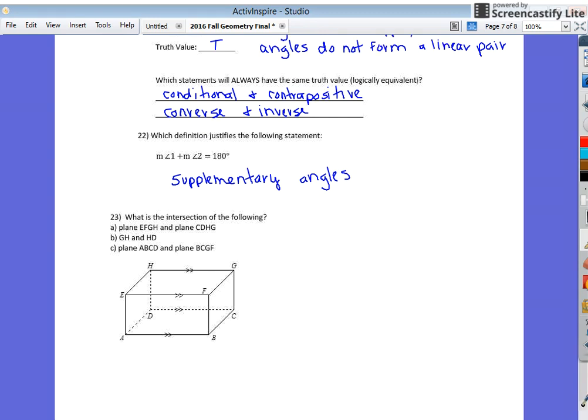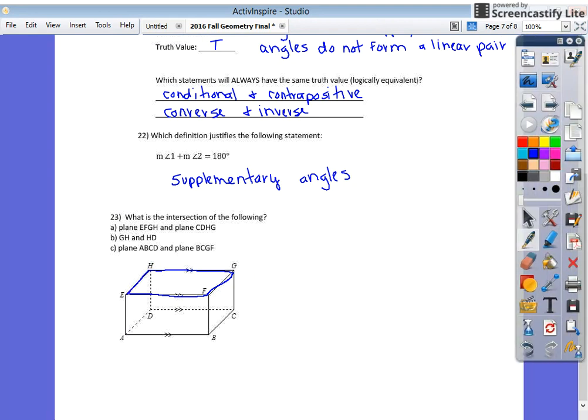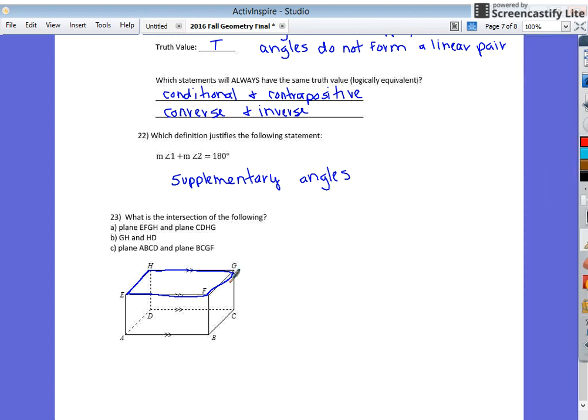On number 23, we have what is the intersection of the following. The intersection means where are they overlapping or are they running into each other. So we're looking at plane EFGH. So that is the top of our rectangular prism. And we are looking at plane CDHG. So CD and HG. So the part that overlaps is line HG. So that's our intersection.